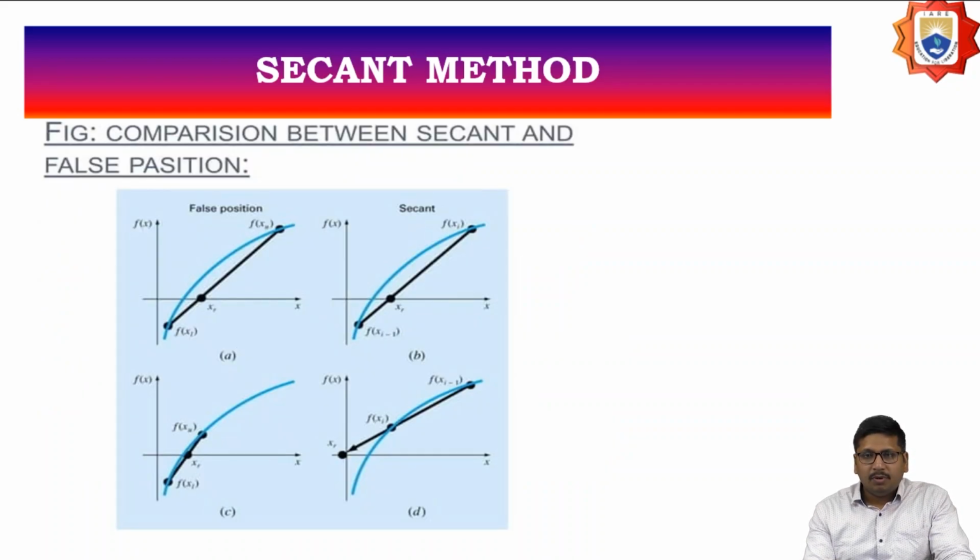By making the comparison between the secant and false position methods in the form of a graph, this should be the graph of the false position method, and this should be the graph of the secant method. When comparing this one and this one, they are quite different, as we can see by looking at this graph.